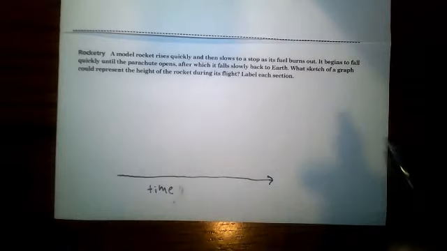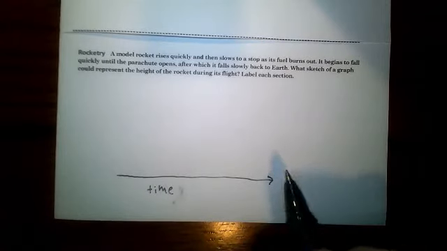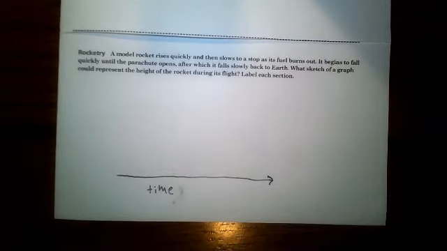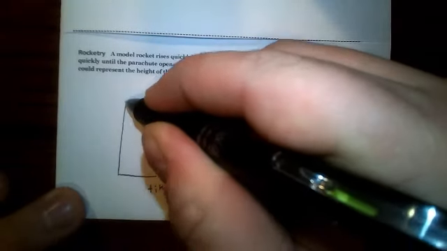If it gave us specific numbers, then we probably want to put seconds or whatever. You know, if it's in minutes, use minutes, but it's not given that yet. Right? We're not given any information about specific numbers, so we can just say it's time. Now, height is going to be our y-axis. That's our dependent variable.